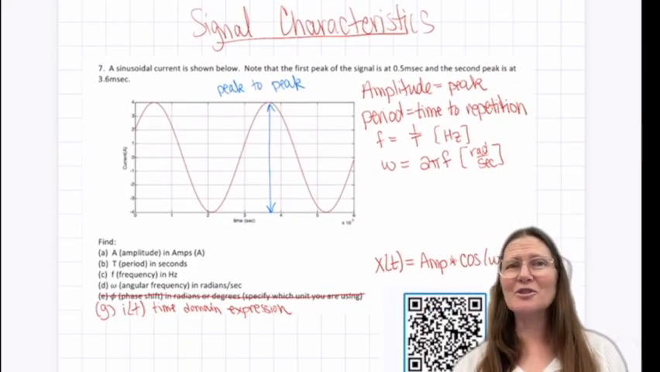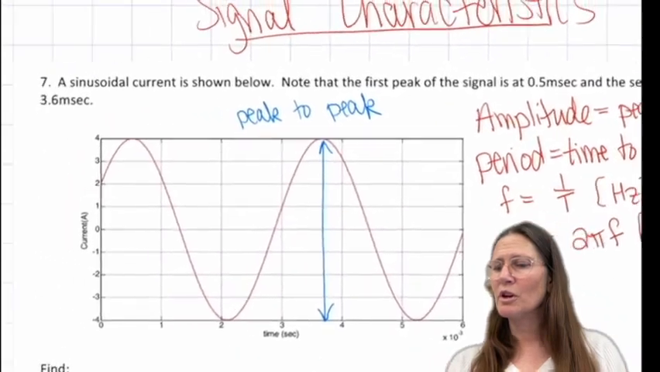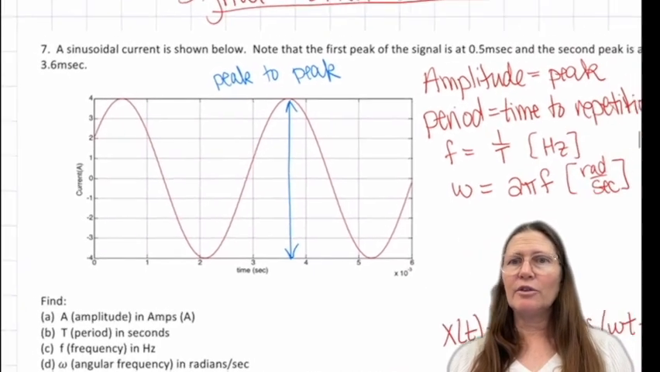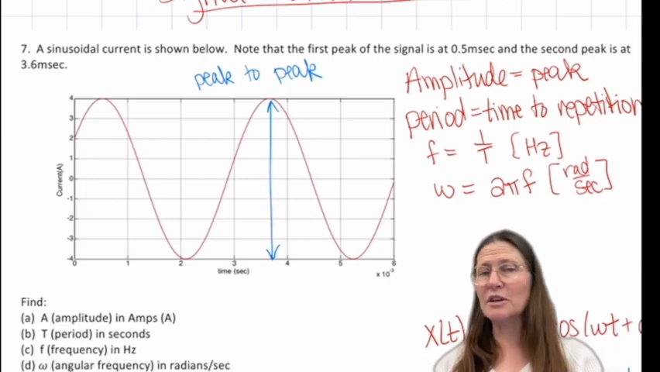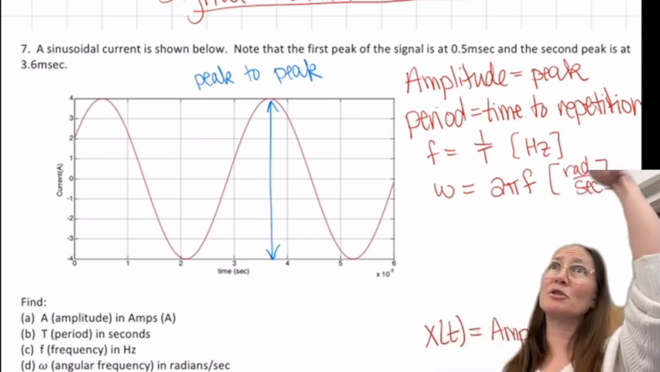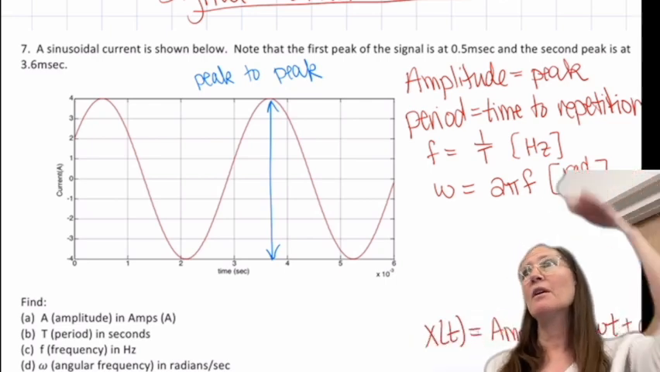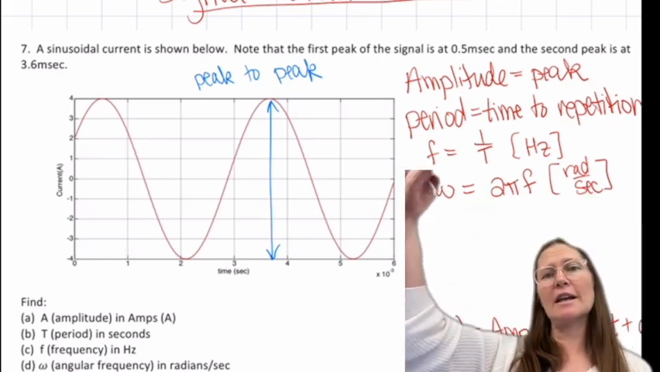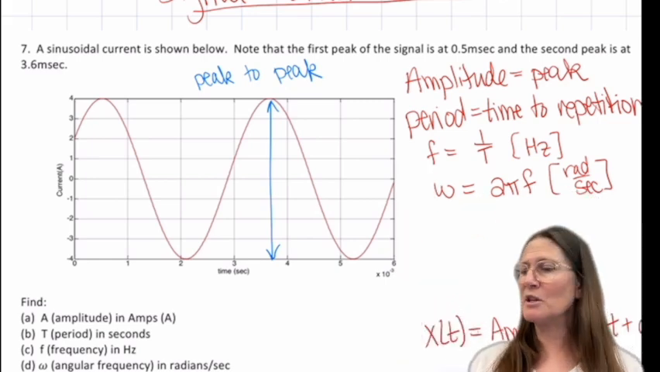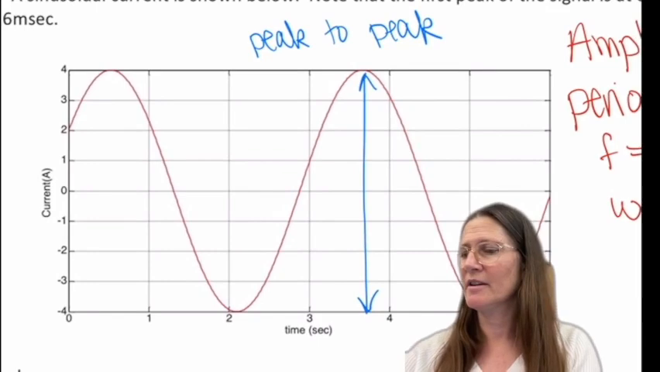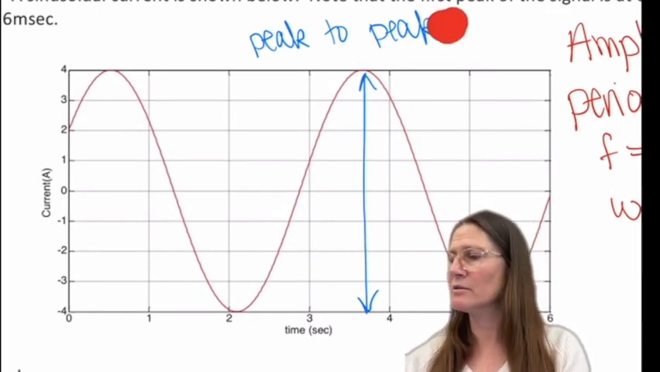So first thing is the signal characteristics. Here's a sinusoid. This is current. We have what's called the peak to peak. Peak to peak is the amplitude from the top to the bottom. So what is the peak to peak here? Correct, it is 8. So this is 8 volts.